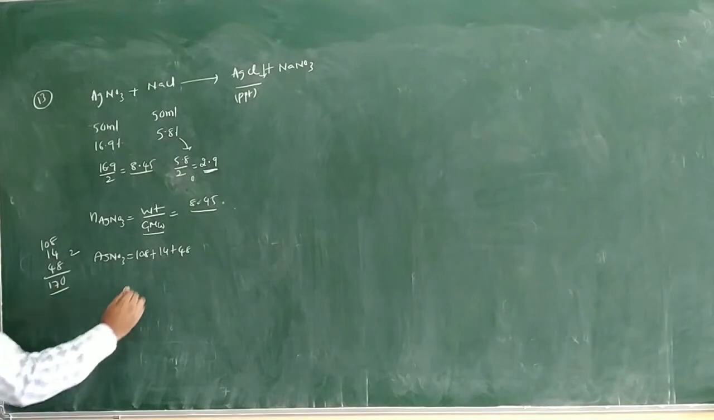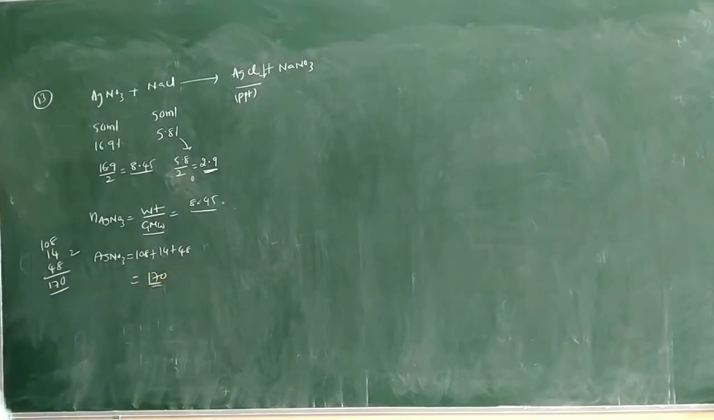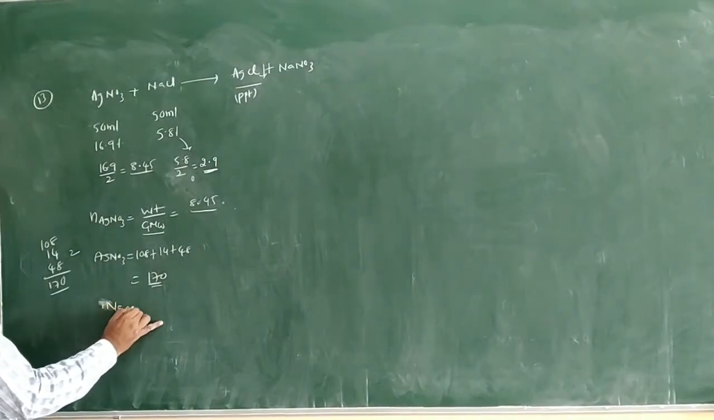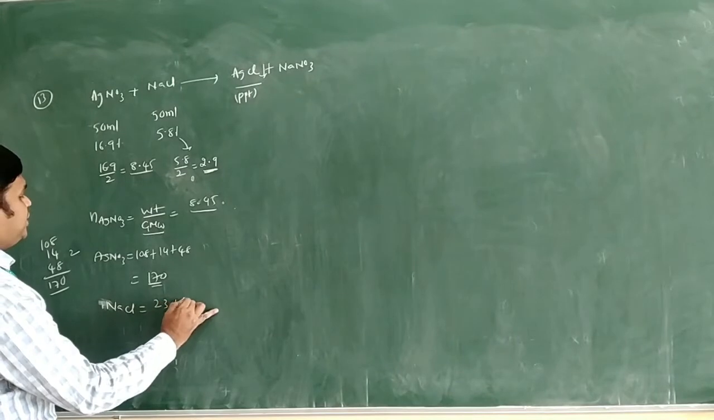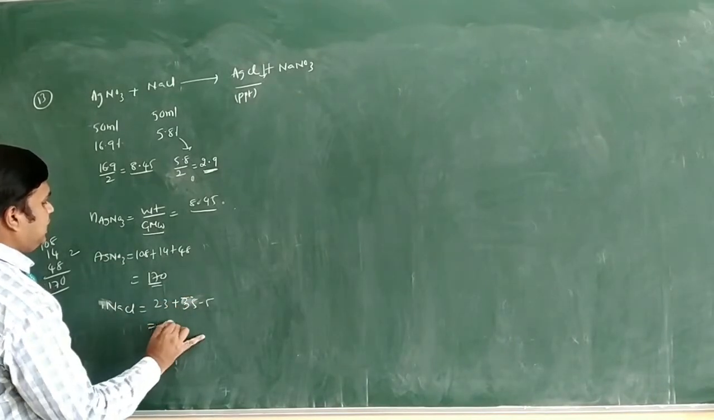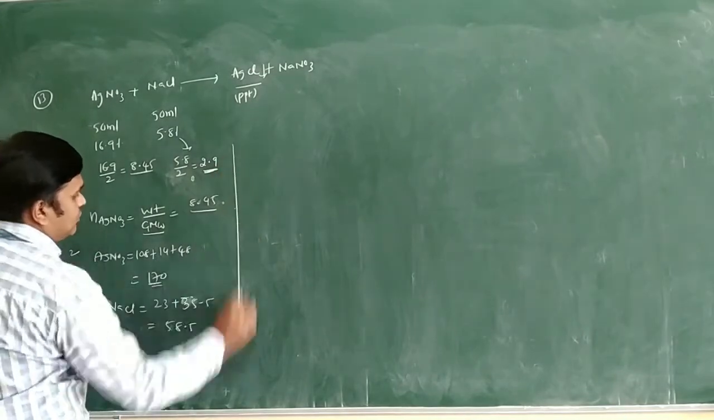So you will get how much? 170 for what? Number of moles of AgNO3. In the same manner you can find out the NaCl weight. For NaCl we have 23 plus 35.5. You will get 58.5 only.